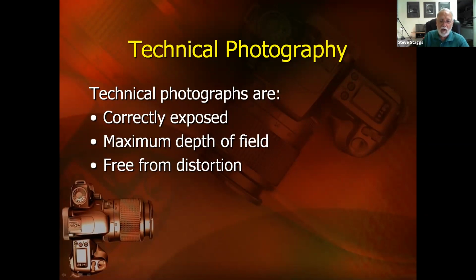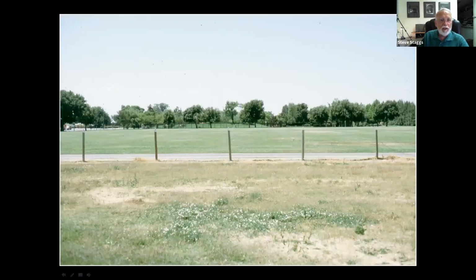The third thing is free from distortion. Now, distortion can come in a couple of ways. One is with lens selection. To show what the lens can do as far as distortion, I'm going to take 3 photographs here, all from the same location. The first one, I'm going to use my normal lens, and this is the resulting picture.